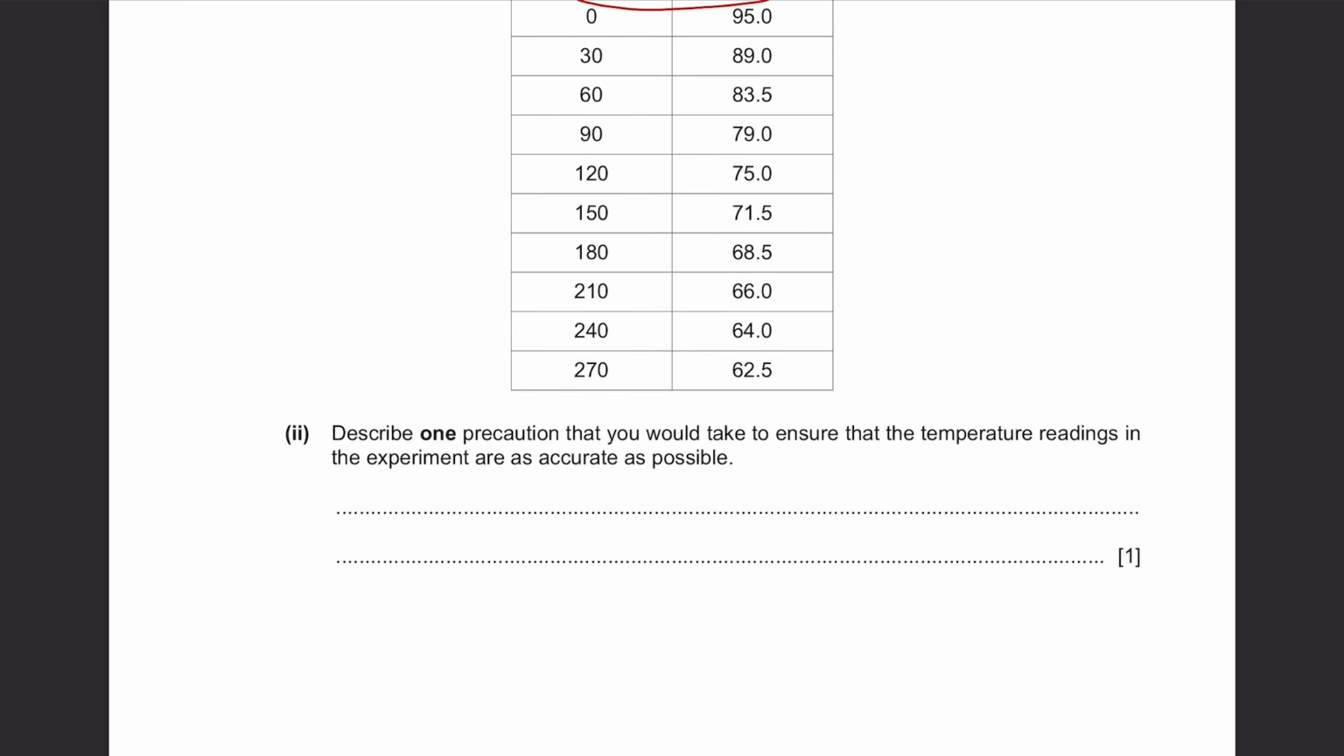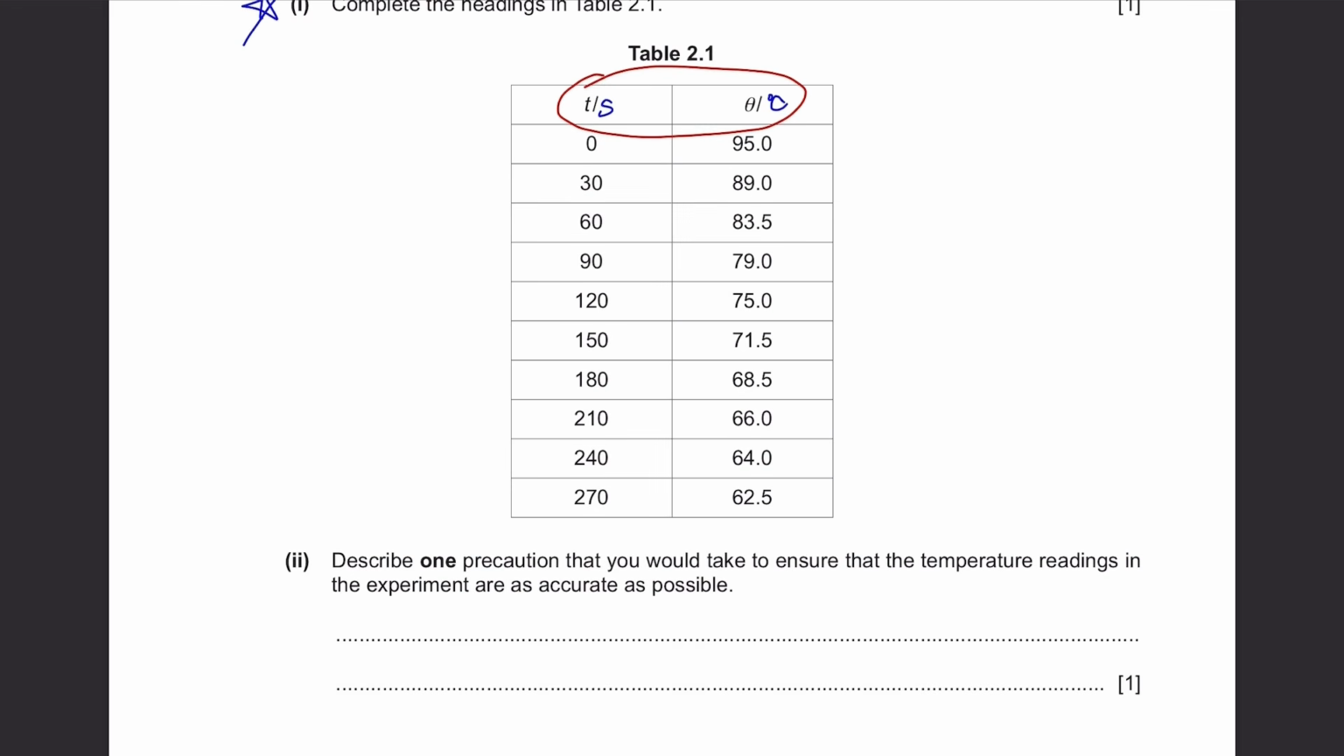Describe one precaution that you take to ensure that the temperature readings in the experiment are as accurate as possible. How to take accurate temperatures. First of all, again, avoid the parallax error by making sure that your line of sight is perpendicular to the scale. Then you can say you can stir before reading the scale because the temperature at the top of the beaker can be different from the temperature at the bottom of the beaker.